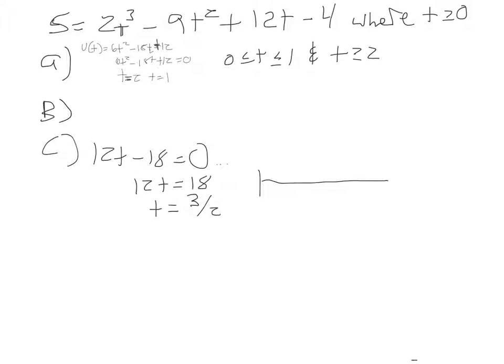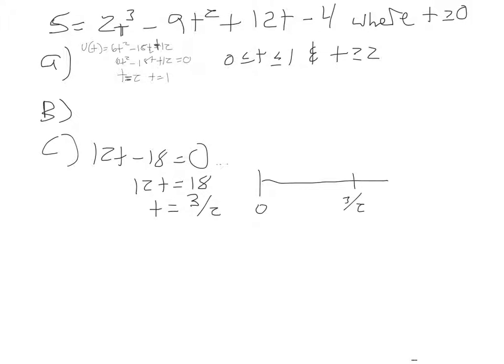So on the real number line, for time, my time number line starts at 0, then something happens at 3/2 with respect to the acceleration. So I'm looking at the interval from 0 to 3/2 and greater than 3/2. Determine if the acceleration is positive or negative in each of those intervals.